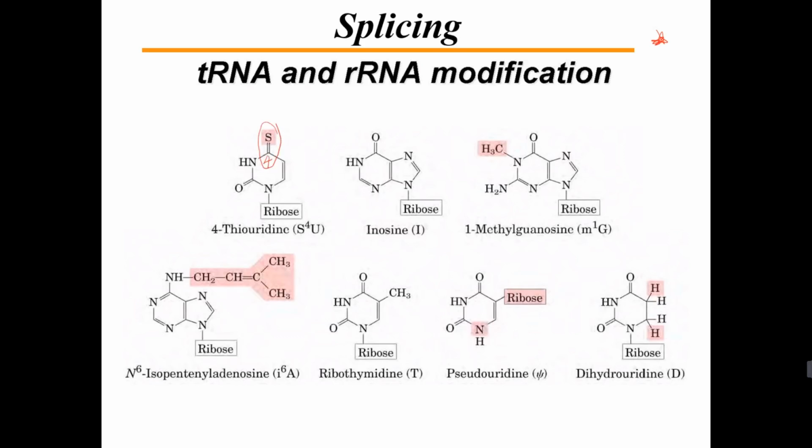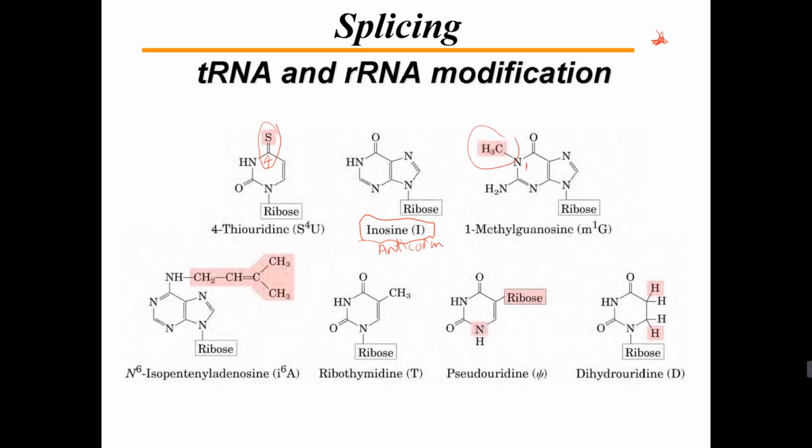Instead of an oxygen, inosine. Inosine will become important when we start talking about protein synthesis. It's found in a high concentration in the anticodon region of tRNAs. So anticodon. We have methylation, and again, this is 1-methylguanosine on position number 1.